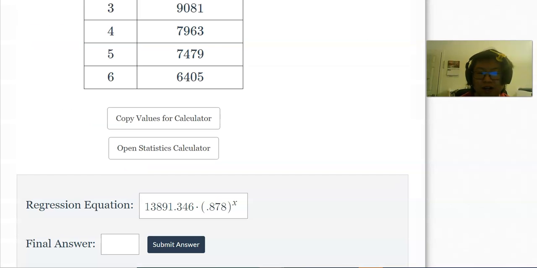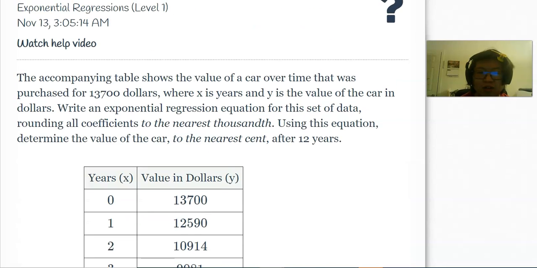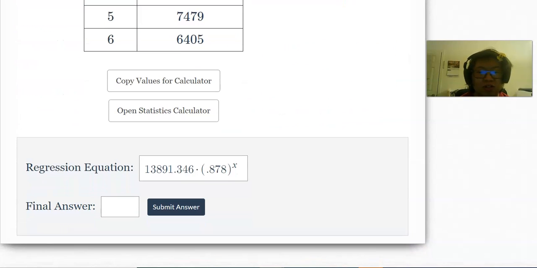All right. Final answer. So what is it asking me? It wants after 12 years. So this is where you would take your handy-dandy calculator that you must have sitting around. I definitely have it, but I might not have taken it out of my backpack yet. Don't tell anyone else. But you should be able to use a regular old calculator to do this for you after you've gotten the function. So I got 13,891.346 times 0.878 raised to the 12th power.